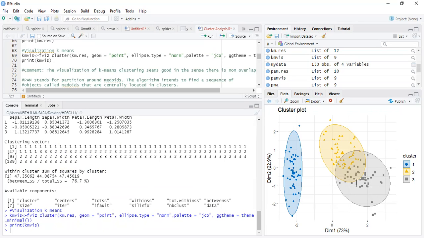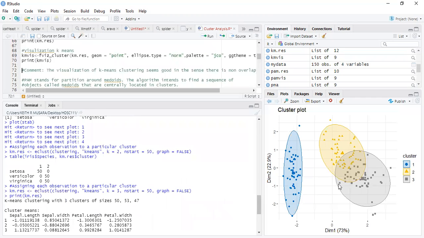We have considered k equals 3, and with this number of clusters they are overlapping. The overlapping part shows that there is some similarity between the species that we have, Versicolor and Virginica. So we'll try to avoid such situations and say, okay, this belongs to that and this doesn't belong to this.